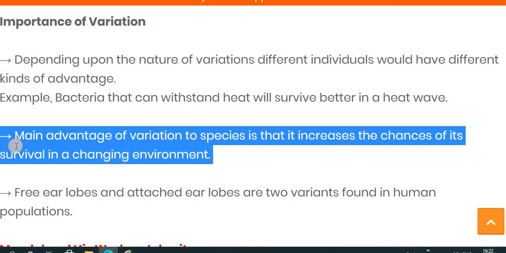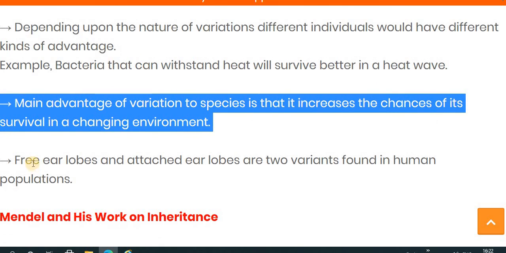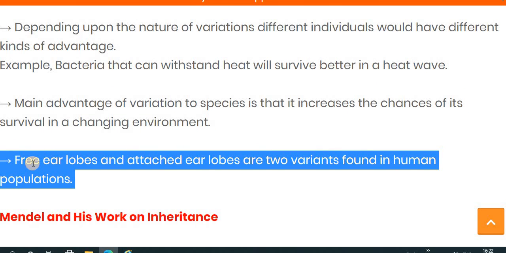The next important point is the free earlobe, at the bottom of the ear. Some human beings have a joined lobe, and some have a free ear lobe, meaning it is not joined at the lower portion. So free earlobes and attached earlobes are the two variants found in the human population.